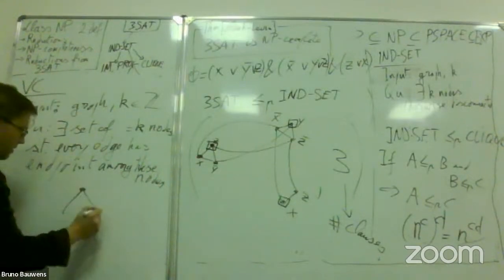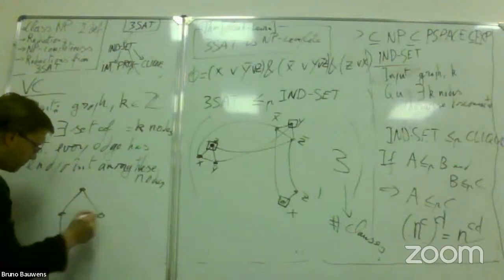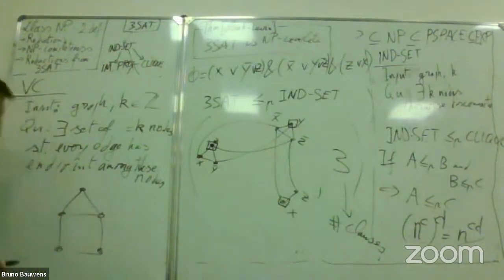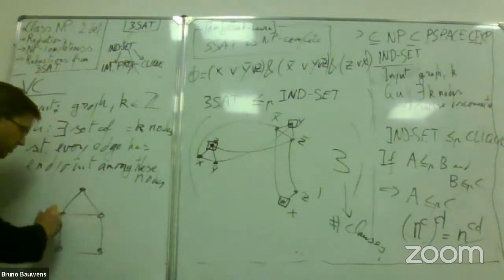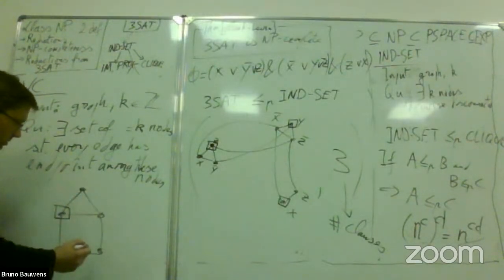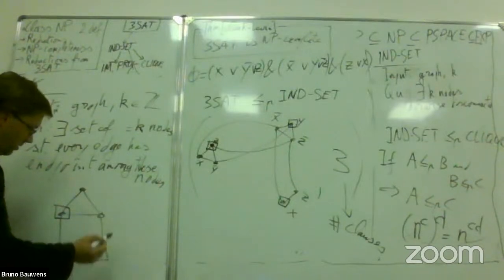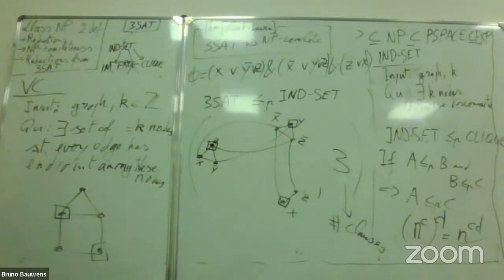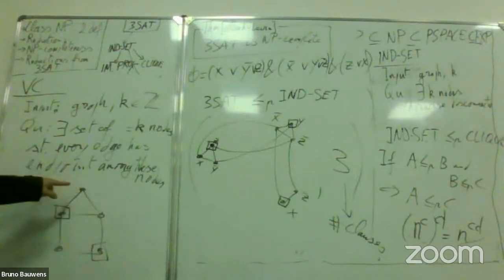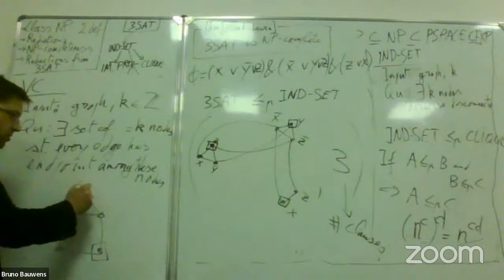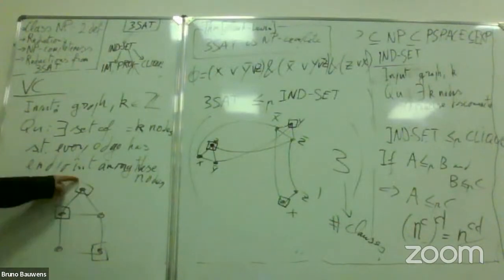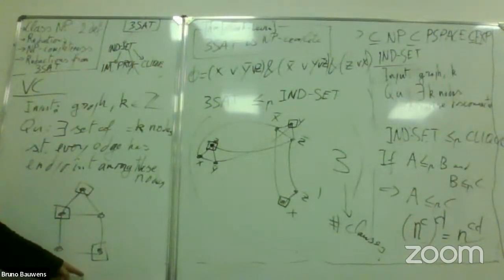Let us do an example. This one has a vertex cover of size 3, because we can select this one and this one. Now one edge is not covered yet. This one is not covered yet. So we need to select one of these two. For example, this. So the vertex cover has a set of size 3.